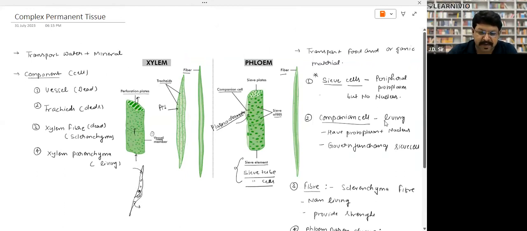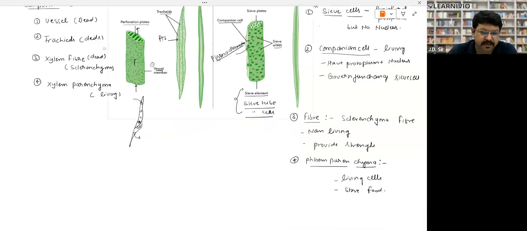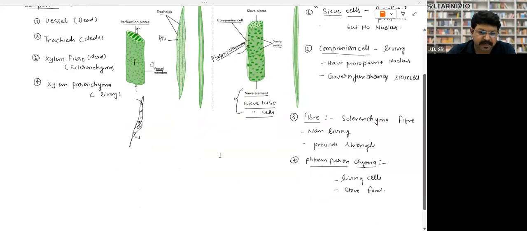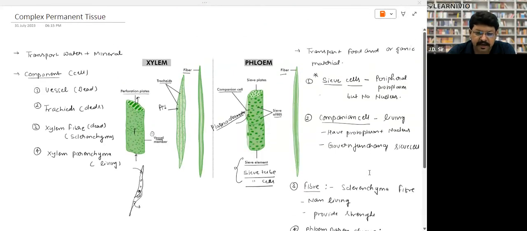Sieve cells, companion cells, xylem fiber, phloem fiber, and phloem parenchyma, right? So these are the four kinds of cells. Here again, the fiber and parenchyma are the same in xylem and phloem, and they are similar. Fibers are made up of sclerenchyma, and phloem parenchyma is made up of parenchyma. Again, two different kinds of cells are there: sieve cells and companion cells.